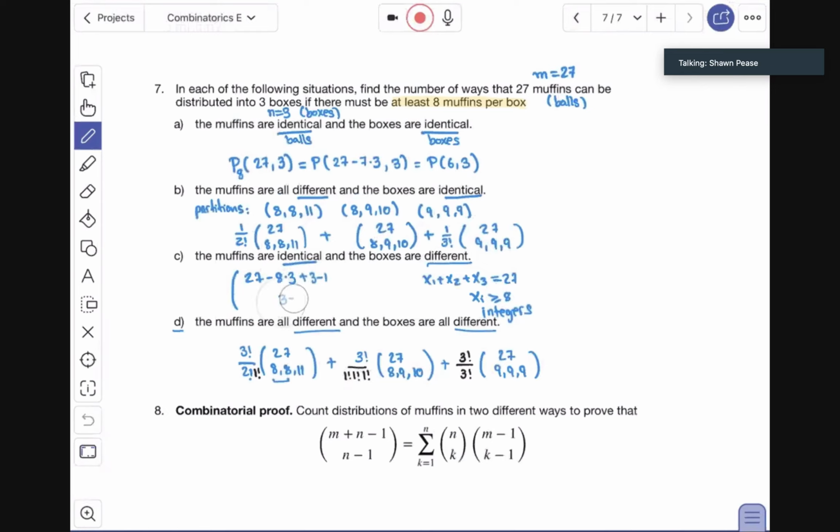One other question. If problem B of problem 7 says the muffins are different and the boxes are identical, then shouldn't this not be a partition? Because this one too, because 8, 9, 9, 9 are the same number of muffins. So these partitions, if you want, should actually be here. This P(6,3) is actually 3, and those are the 3 partitions. So you could have done it like this, or you could have found this.